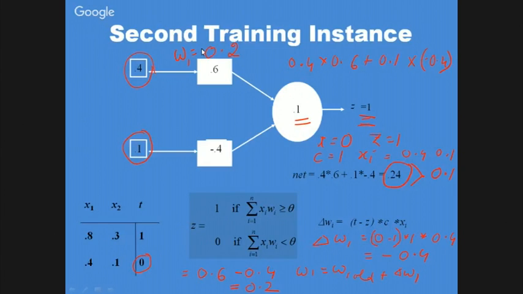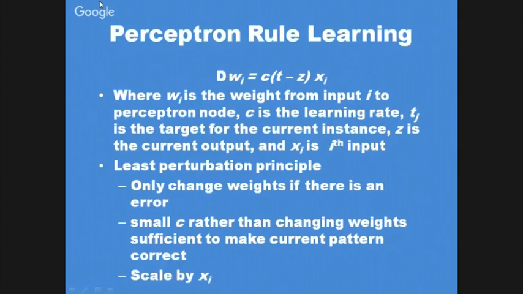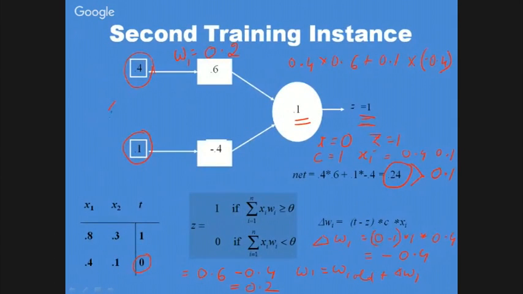Now similarly for W2. The old W2 is minus 0.4. Now let us find out what will be the delta W2, sorry. Now let us write here. Then delta W2 will be what? Delta W2 will be 0 minus 1. That is also 0 minus 1 only.